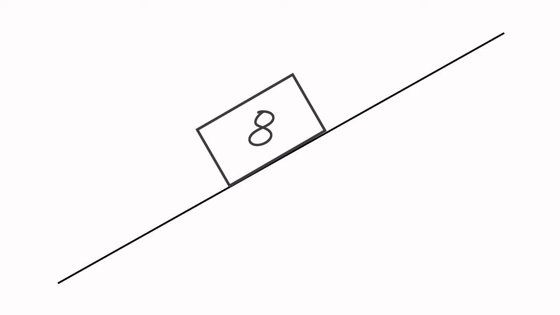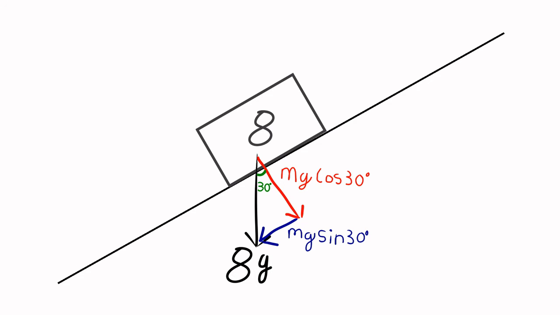So if we zoom in on the 8 kilogram, it's going to have its own weight force pulling it down. It's mg, mass times gravity. So it's going to have 8g pulling it down. But then if we split that vector into its component parts, we're going to have one parallel and one perpendicular to the surface it's on. And we know that that angle is 30 degrees because the slope of the ramp is 30 degrees. So you've got mg cos 30 and mg sin 30 to find the perpendicular and the parallel. So when you multiply that out, you've got 4 root 3 g and 4g.